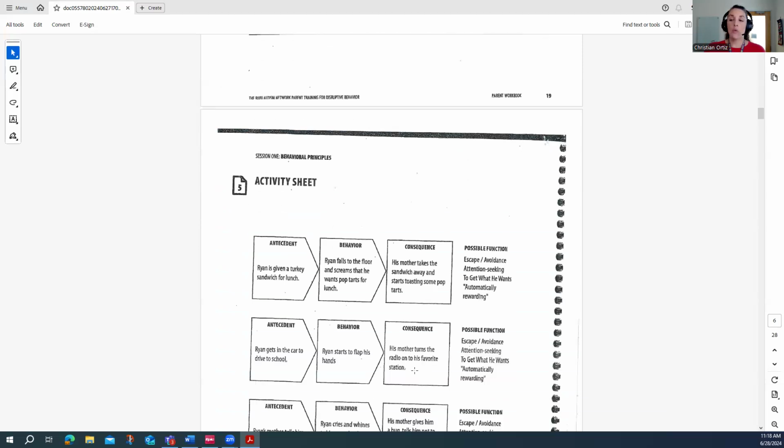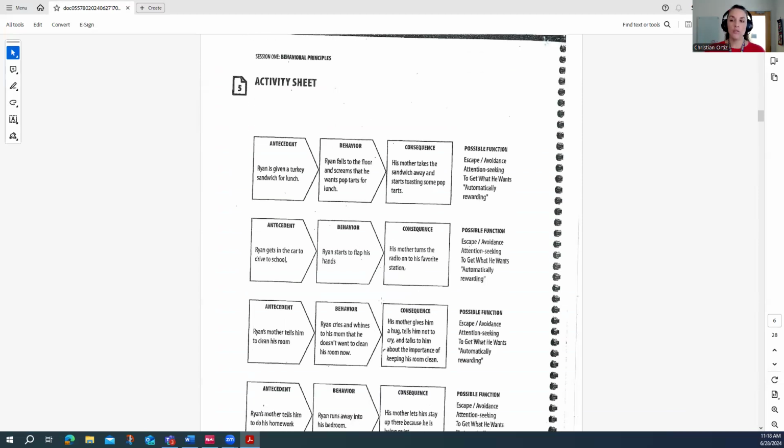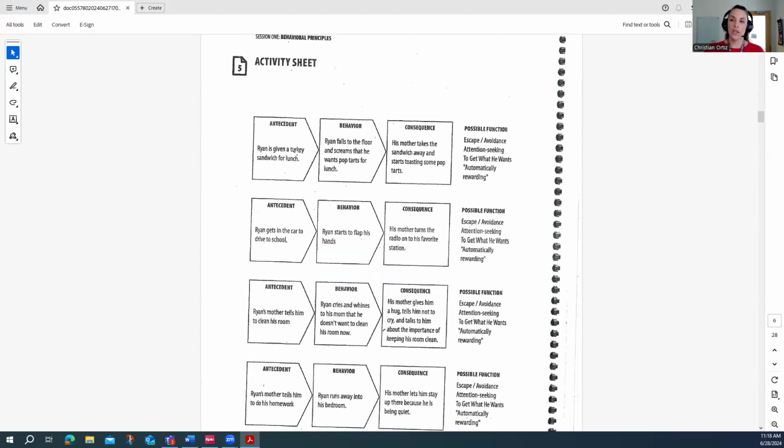Now, this worksheet is going to go over the functions of the behavior. So I'll do the first one with you. Ryan is given a turkey sandwich for lunch. Ryan falls to the floor and screams that he wants Pop-Tarts for lunch. His mother takes the sandwich away and starts toasting some Pop-Tarts. So with this example, is he trying to escape something? Is he trying to get attention? Is he trying to get what he wants? Or is there an automatic reward, a sensory reward? So in this situation, it's to get what he wants. He did not want a sandwich. He wanted what? A Pop-Tart.